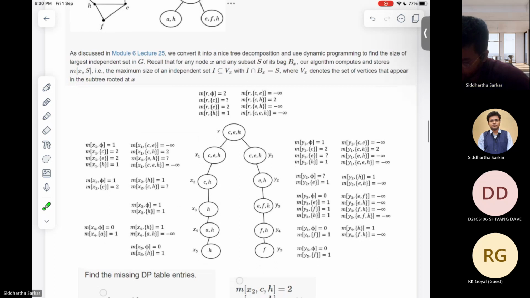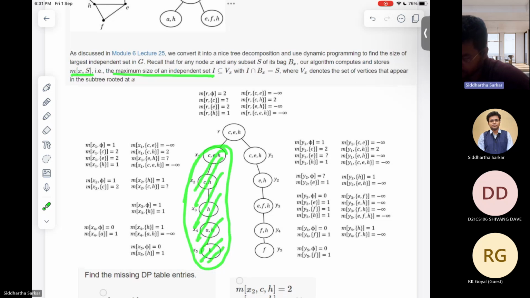So for example, V of x1 is nothing but all the vertices that are contained in the bags which are in the subtree rooted at x. In this case, the value of V sub x1 will be C, E, H, and A. So these are all the vertices that are lying in these bags. Okay, so the definition of M(x, S) is the maximum size of an independent set I among these vertices that are rooted at this.